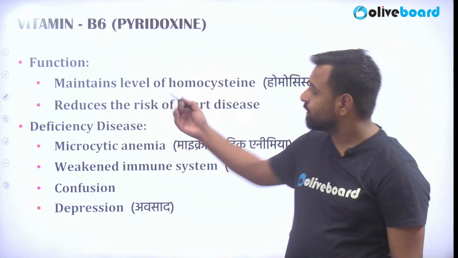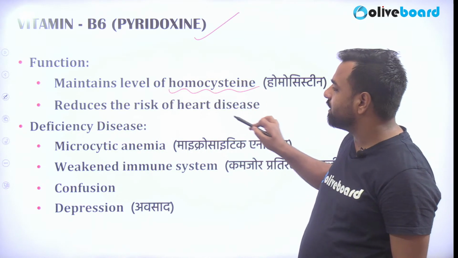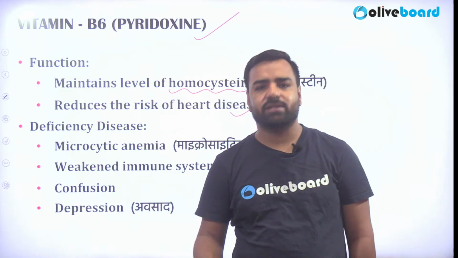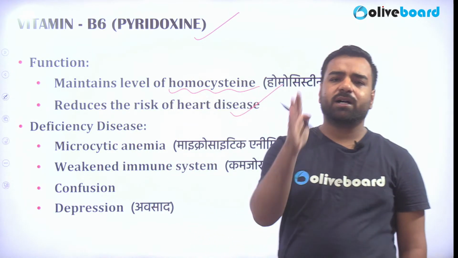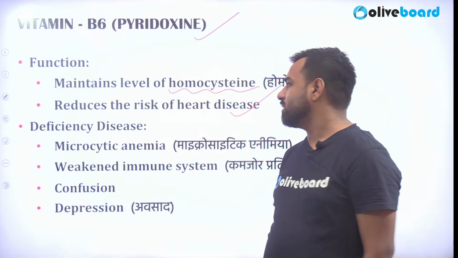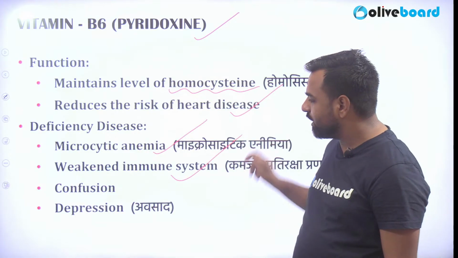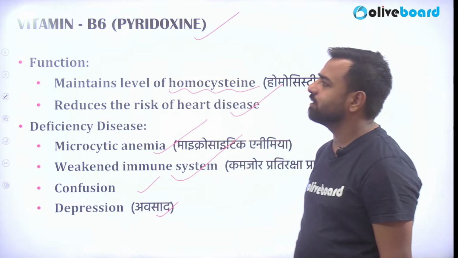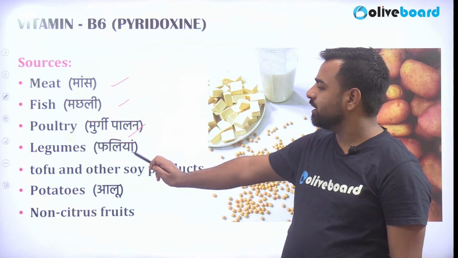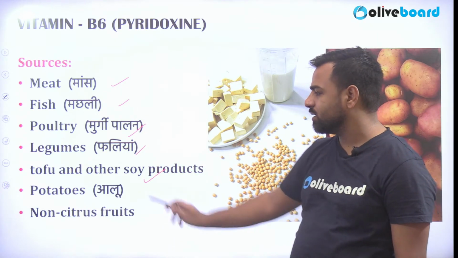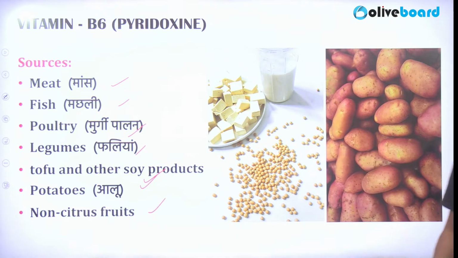Next, B6, it is pyridoxine. It maintains the level of homocysteine and reduces the heart risk, that is, diseases which may be linked with the heart become lesser. It reduces the risk of heart disease. Its deficiency leads to microcytic anemia, weakened immune system, confusion, depression. The sources are meat, fish, poultry, legumes, tofu and other soya products, potatoes and non-citrus fruits. So they are sources of vitamin B6.